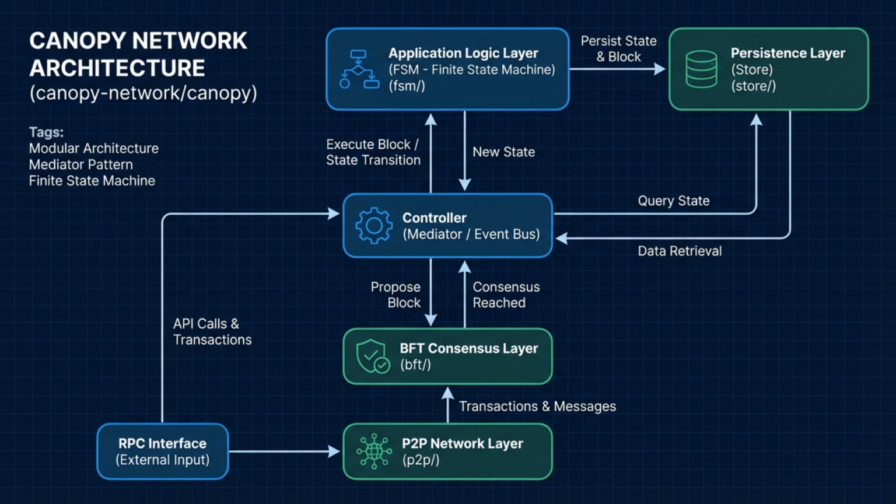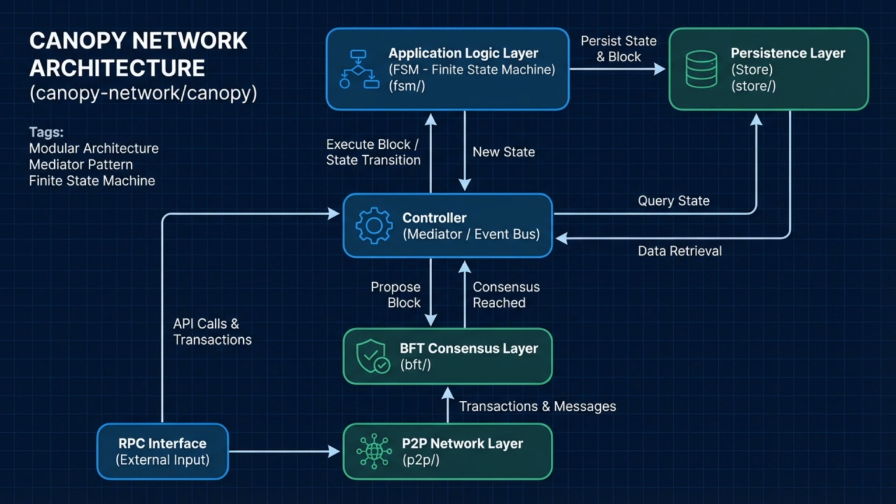First, there's its consensus engine. It uses a Byzantine fault-tolerant system, or BFT. This is what allows the network to agree on transactions even if some nodes are malicious or fail. What Canopy does smartly is separate this complex consensus logic from the application itself. The application is defined by a finite state machine, or FSM, which is just the rulebook for how transactions change the state of the chain. This separation means developers can focus purely on their application's logic.